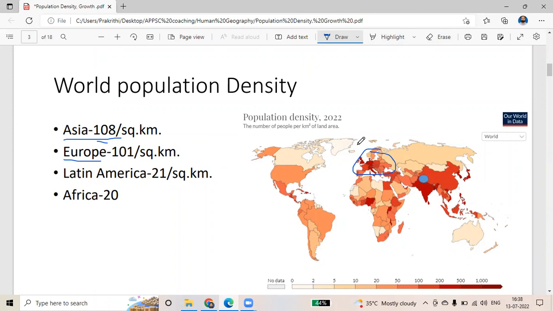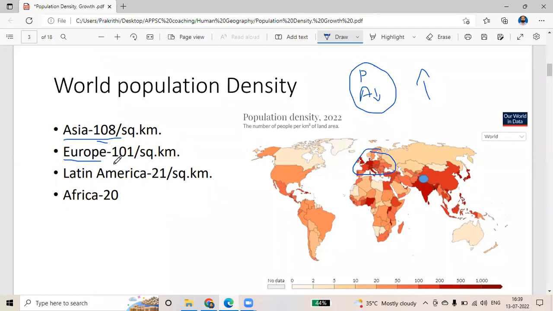So when the population is divided by this much area, for getting high density, either the population should be high or the area should be low. Either the population should be very high or the area should be very small. In the case of Europe, the population is comparatively moderate, not that much, but the area is comparatively very less. That's why Europe comes in the second place.